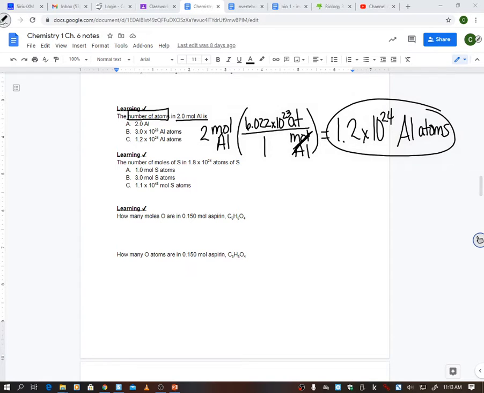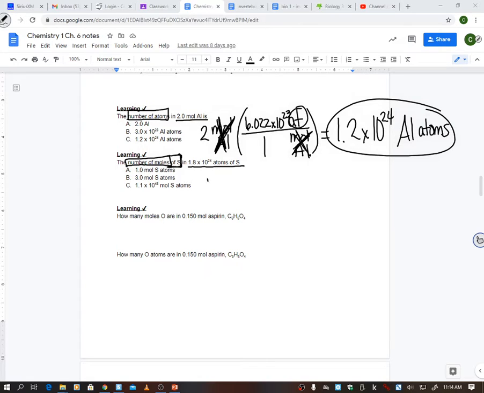Right? These canceled out through division, leaving me with atoms, which is what I wanted. Learning check number 2. Number of moles. So I'm looking for number of moles of sulfur. I'm going to put that in the box too, make sure I know what I'm looking for, because that's going to be important later on, that we know what we're looking for exactly.